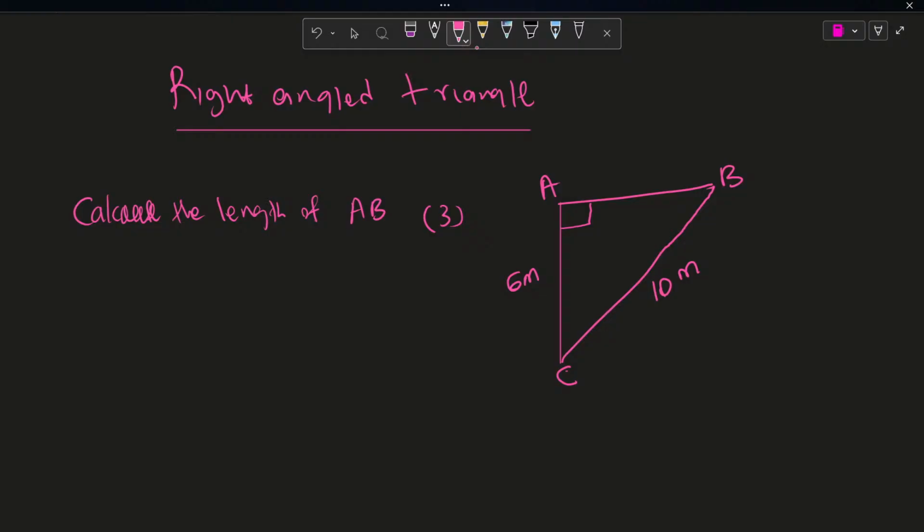Calculate the length of AB. Write the answer on the comment.